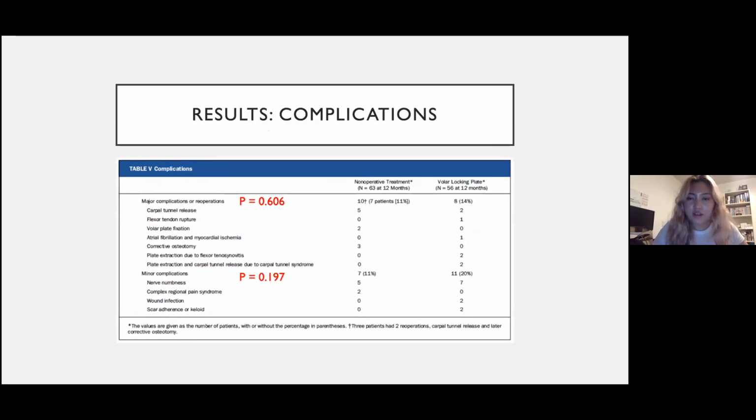Rates of complications: I just added in the values for statistical significance. They found none. But if you look at what kind of complications you have, the overall rate was not very different. There are similar rates between the two, but if you're looking at things like nerve numbness, there is more of that in volar locking plates, as well as wound infections and scars. Those are bigger complications that, even though they're minor, might matter more to the patient. Nerve pathologies are notoriously very uncomfortable to deal with. So even though the rates were the same, that could be an additional consideration.